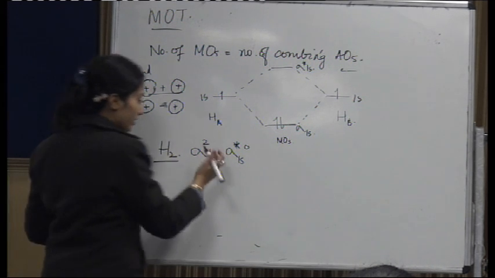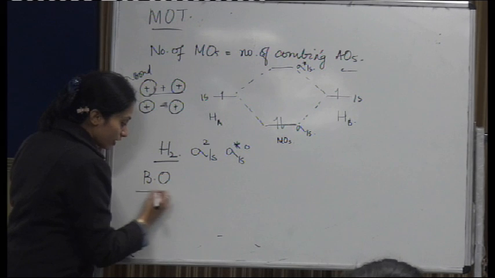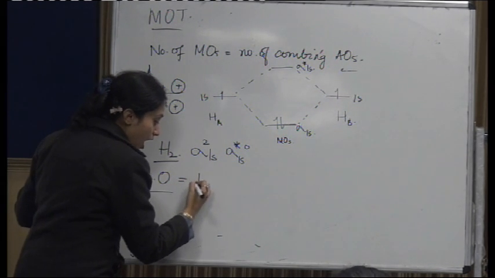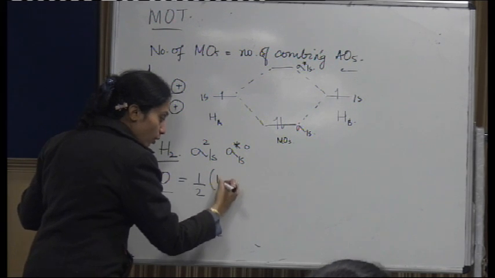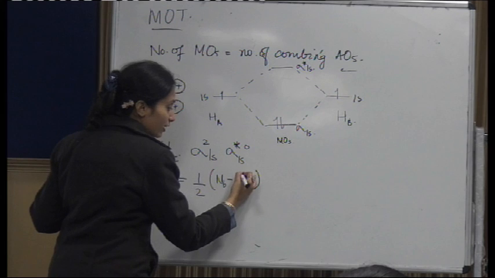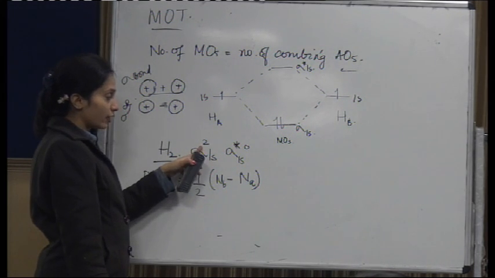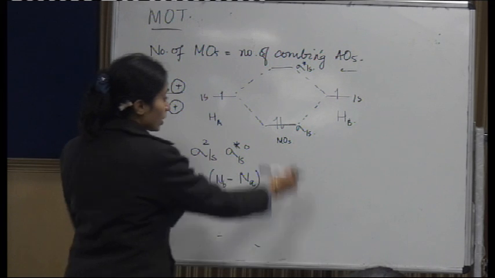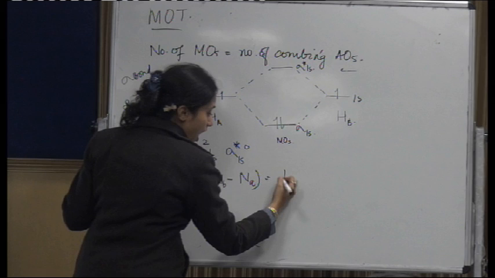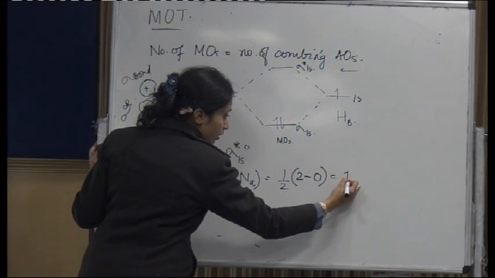And from here we can easily find out something which is called the bond order. Remember that the bond order is nothing but half of number of bonding electrons minus number of anti-bonding electrons. Now इसमें number of bonding electrons कितने हैं? 2, क्योंकि दोनों bonding molecular orbital में है, anti-bonding में 0 है, तो this will be half into 2 minus 0, that will be equal to 1.